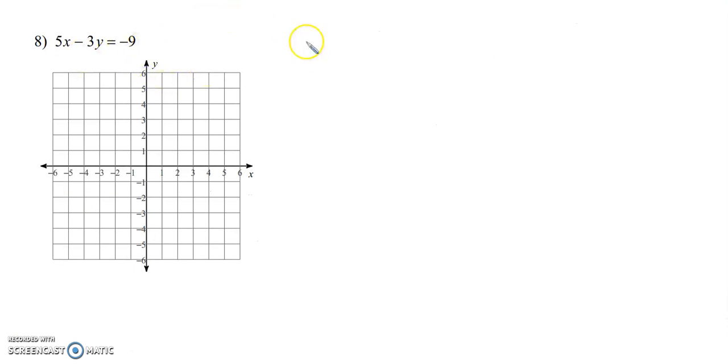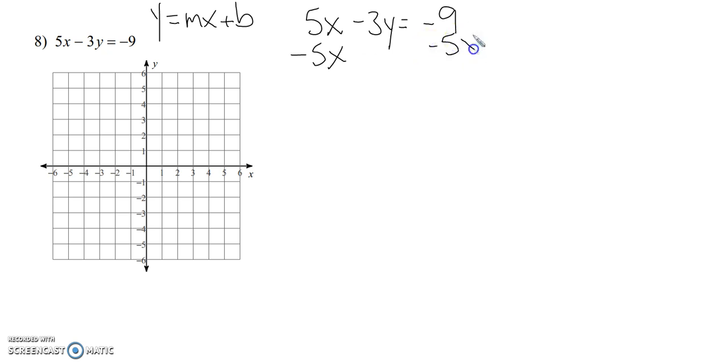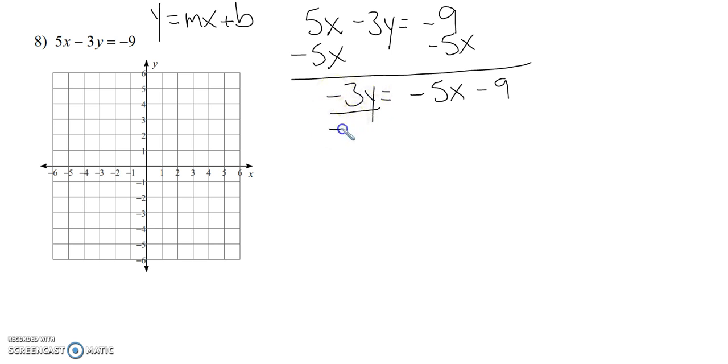Okay, number 8, same exact problem. So we want to get y on one side to get our slope-intercept form. We're subtracting 5x from both sides. We're left with negative 3y equals negative 5x minus 9. Now here we're dividing everything by negative 3. So we're just left with y.